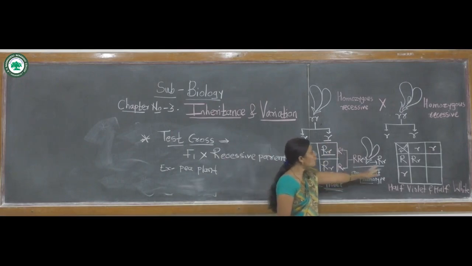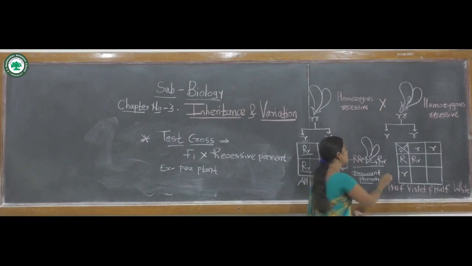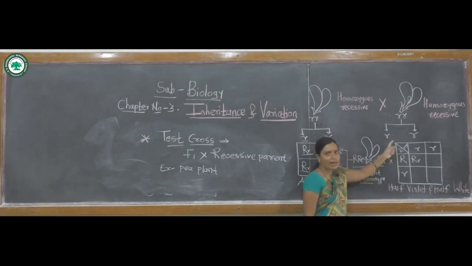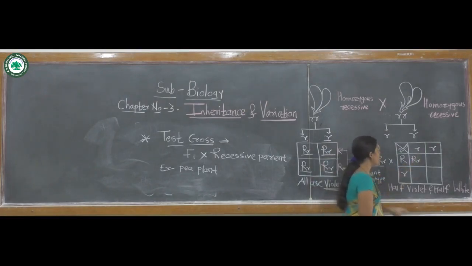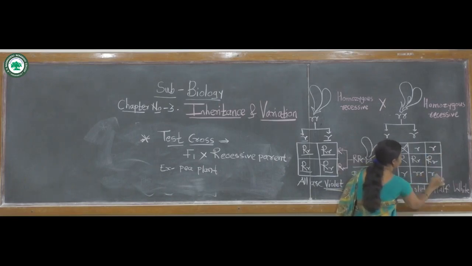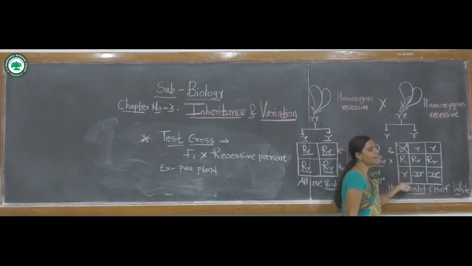Now the next unknown genotype is capital R small r, and crossing takes place. This small r means the recessive parent. This violet flower is crossed with the white flower, and the F2 generation is produced: capital R small r, capital R small r, small r small r, small r small r. In this F2 generation, half of the flowers are violet color and half are white color.